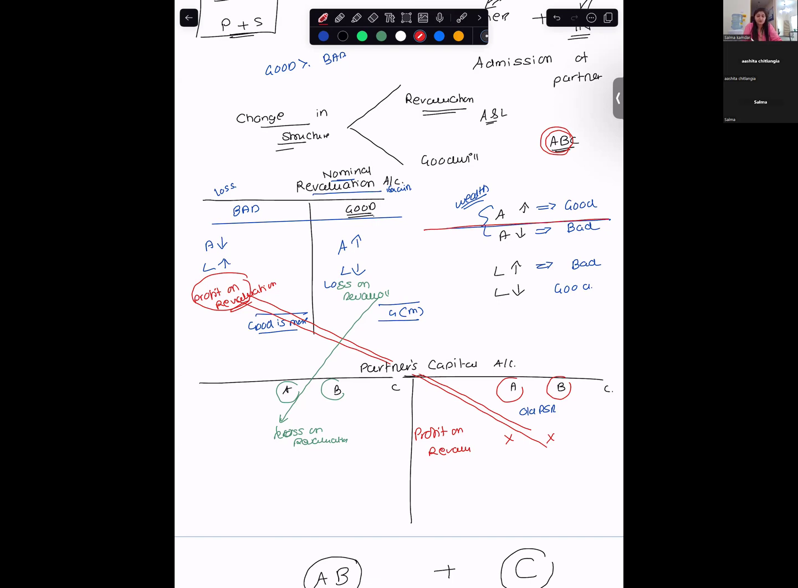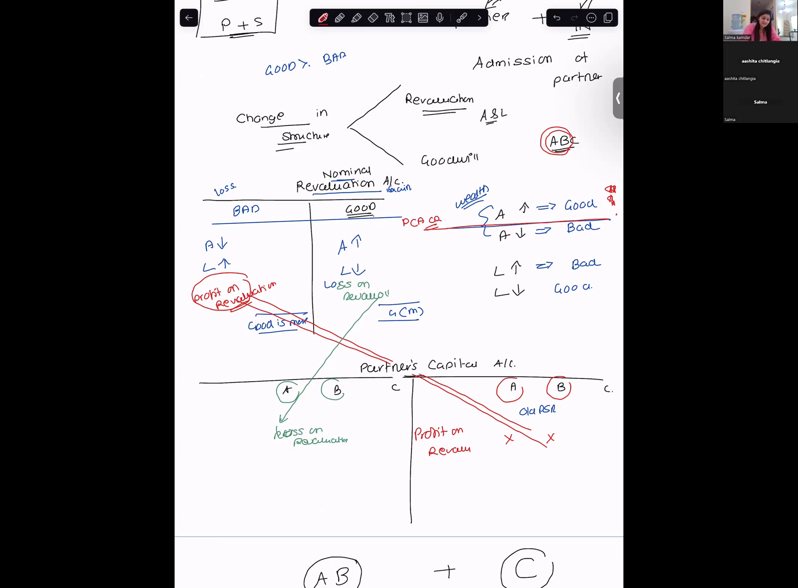Okay. So if a good thing is happening, will it be a profit on revaluation or a loss on revaluation? A good thing will happen to profit. It is a profit on revaluation, and profit on revaluation will come where? On the credit side of the partner's capital account. If the asset's value is going up, it will appear on the credit side of the partner's capital account. Okay, this is me incorporating profit or loss on revaluation without making a revaluation account.